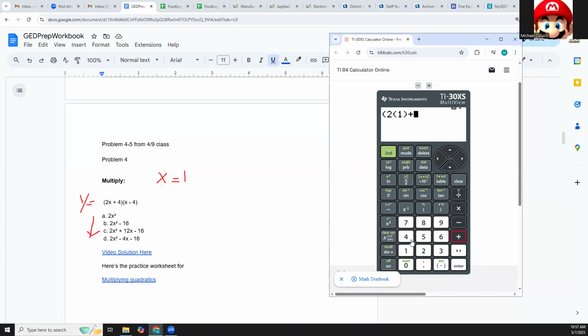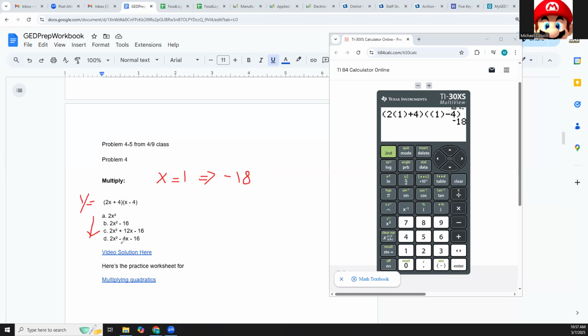Times (1 + 4), close parentheses, open parentheses. Notice I'm just rewriting what I see here. Here's that x. I'm going to put in the 1 minus 4, close parentheses. I got negative 18. So when x is equal to 1, when I put that into the machine, it gives me a negative 18.